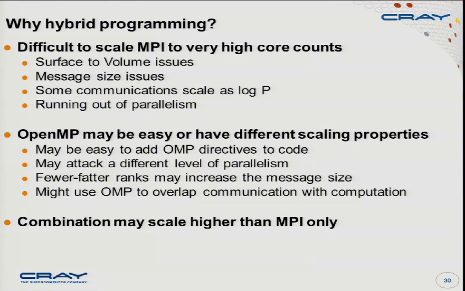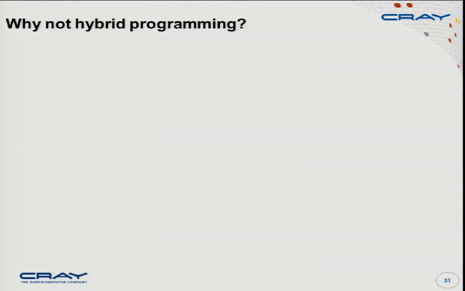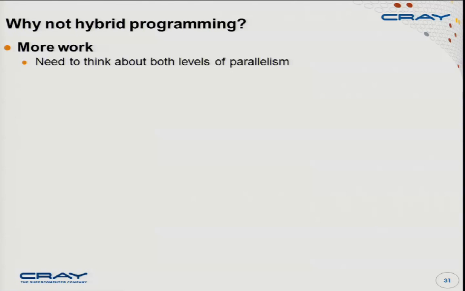So really what you're looking for and hoping for is that the combination may scale higher than MPI only. I think if you're scaling high enough with MPI only, then there's probably not a reason to do it. But if you're looking to scale higher and MPI has given out on you, this might be a way. Why wouldn't you do this? Well, it's more work, and you have to think about both levels of parallelism.